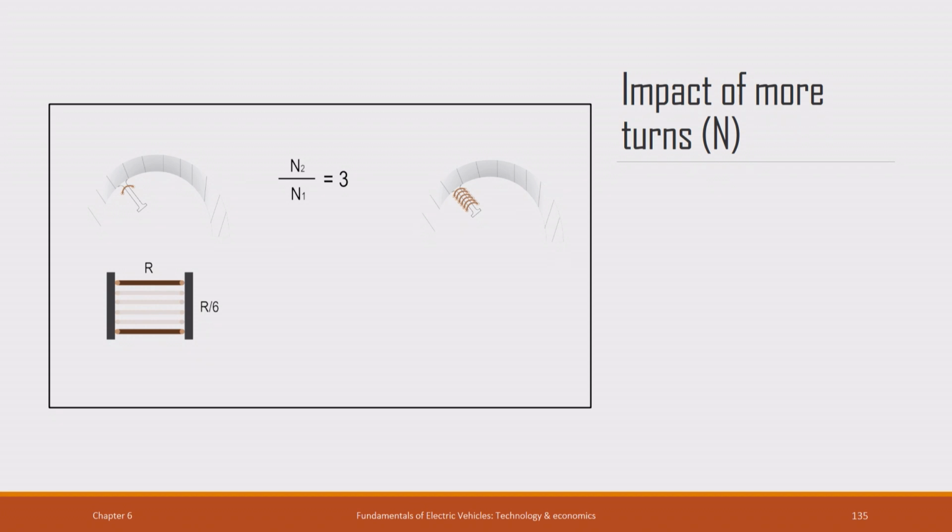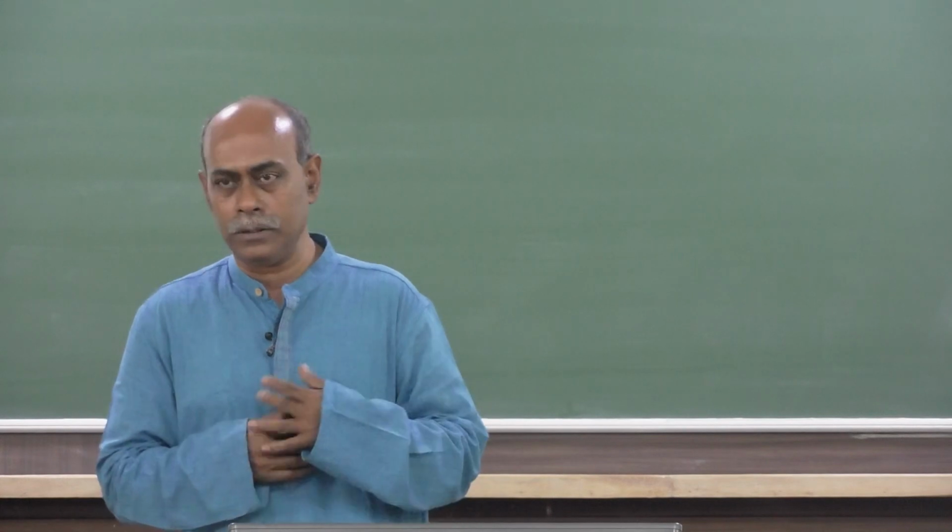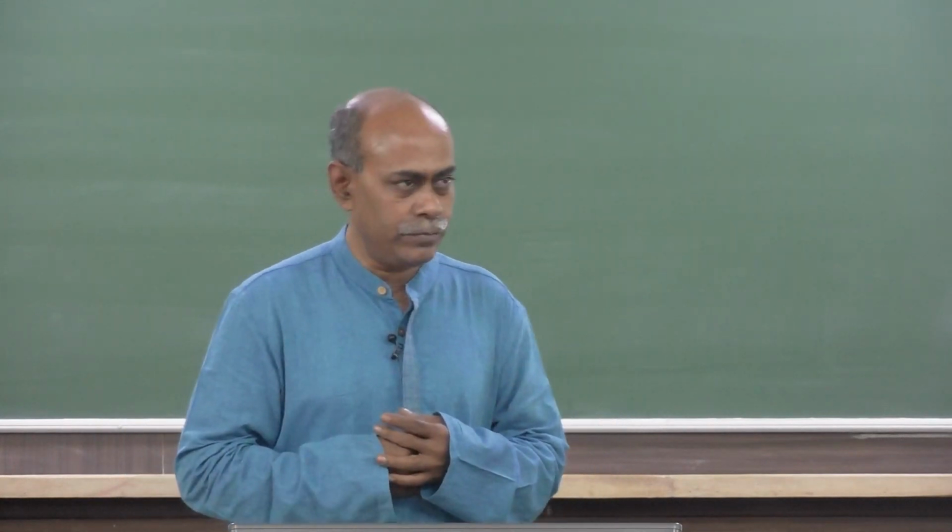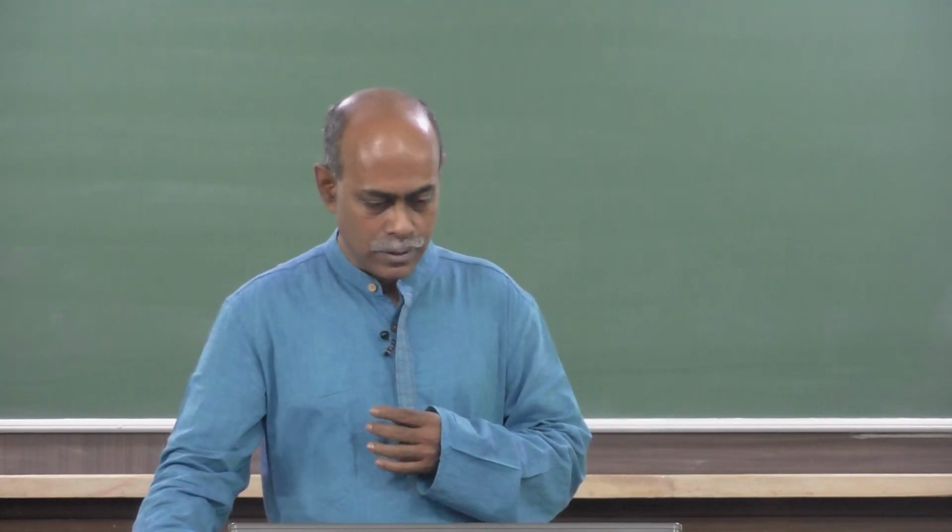So, let us say I have a design of a motor where there is only one turn and 6 parallel strands. I am putting 6 parallel strands because I can afford in the space constraints to accommodate 6 conductors, meaning 6 wires. There is enough space for 6 conductors. I need only one turn, so I put 6 conductors in parallel and I get an effective resistance of R by 6.